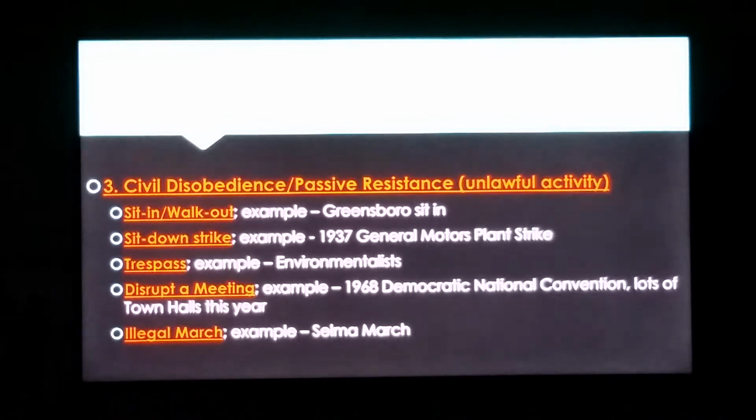Or you could do an illegal march. Okay, so to have a march, you need to get permits. You got to do all this stuff, and sometimes permits will not be granted. Especially during the Civil Rights Movement, they weren't granted because the people issuing permits didn't want the Civil Rights Movement to continue. So there will be some marches that begin without the proper legal paperwork, including the Selma March and Bloody Sunday, which we will talk about as well in detail as we go forward in this unit.